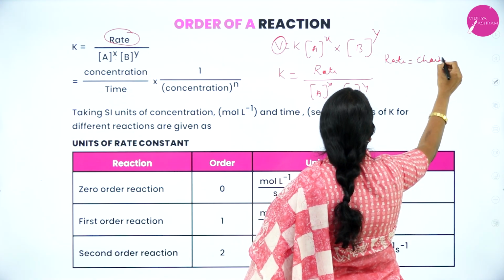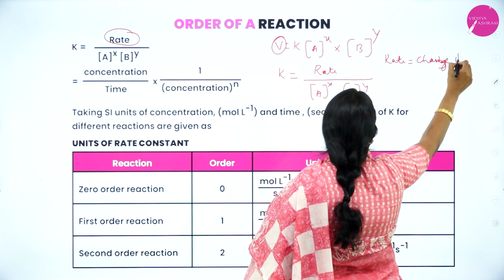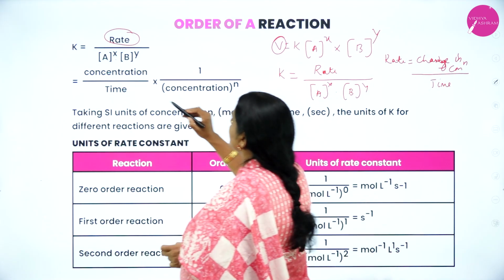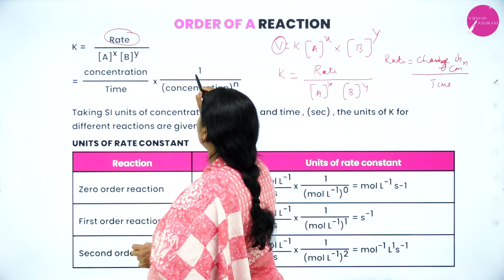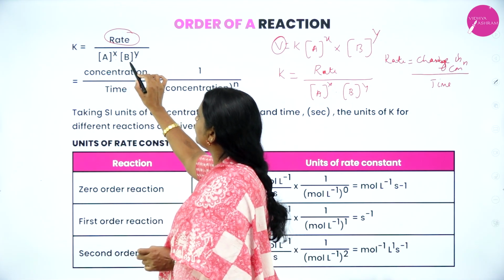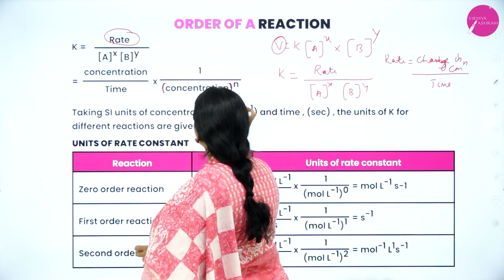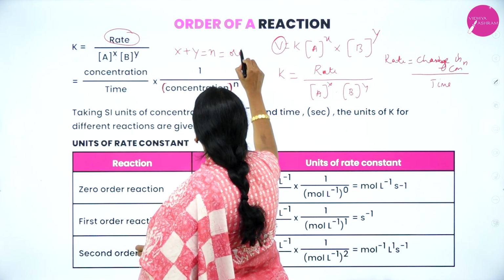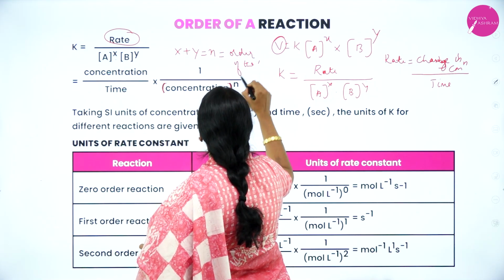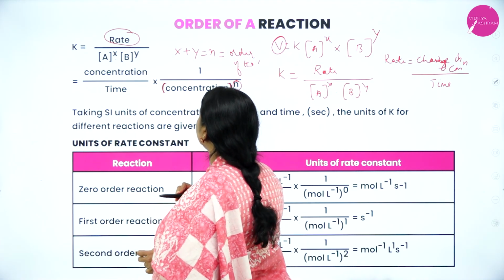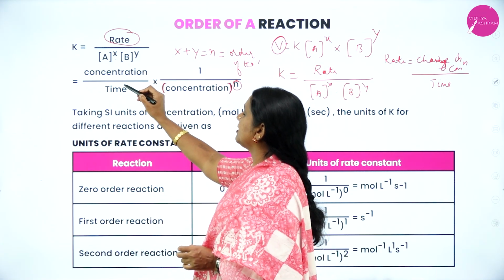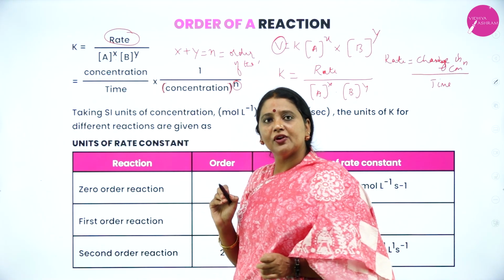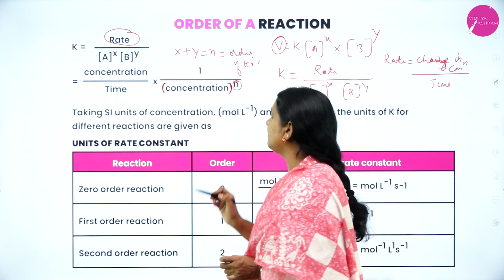Rate is equal to change in concentration divided by time. Therefore, concentration divided by time, 1 by, this is molar concentration of A and molar concentration of B, that I will take as concentration. You know that X plus Y is equal to N, which is the order of the reaction, therefore I will put N here. Therefore, the expression will become concentration divided by time into 1 by concentration to the power of N.